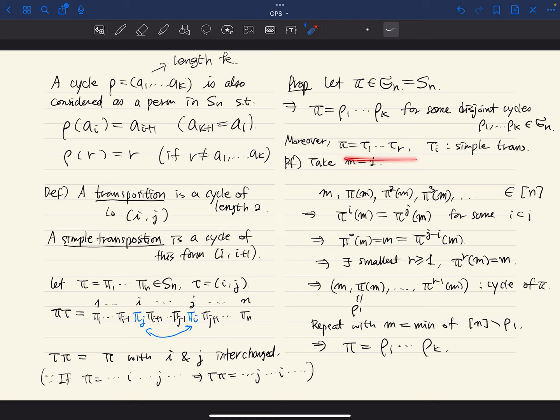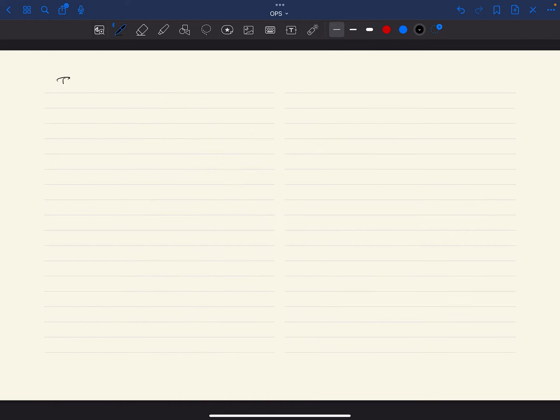But what about the second? How can we write this as a product of simple transpositions? Let me just give you the idea for the second statement. What happens if you multiply the simple transposition s_i, which swaps i and i plus 1, on the left? That changes pi i and pi i plus 1.